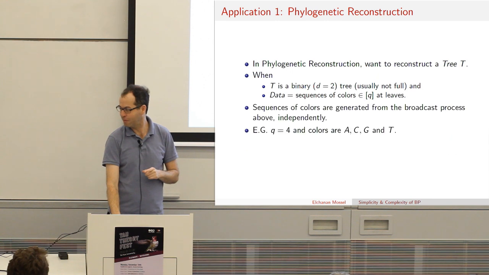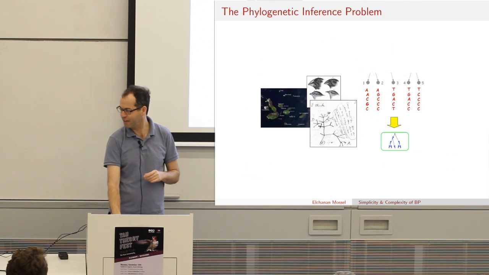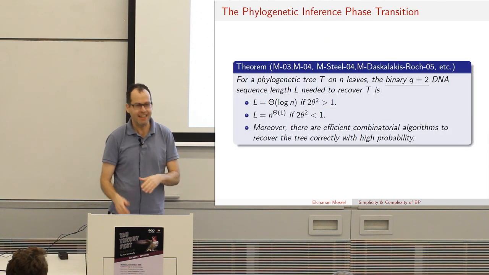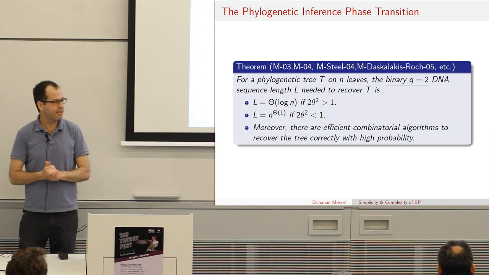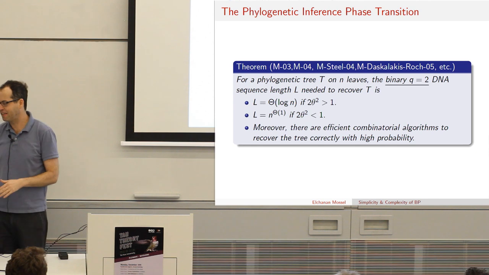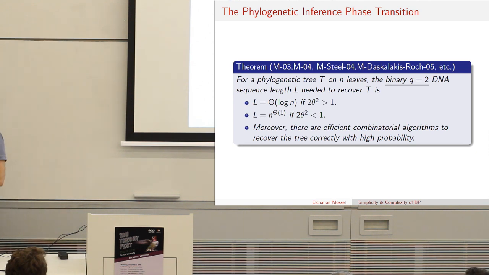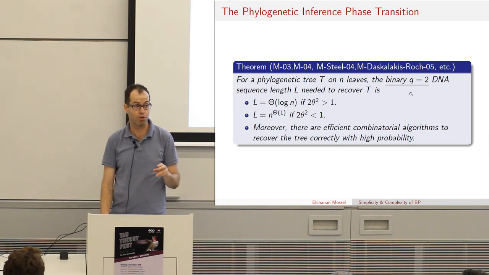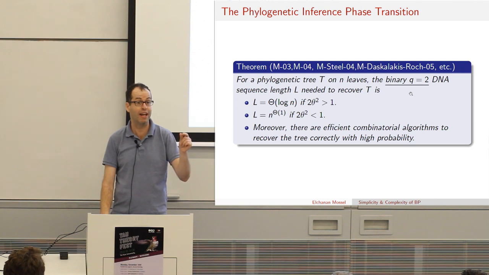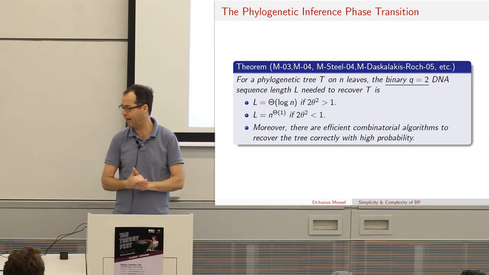Okay, so phylogeny is fascinating. There are beautiful pictures. Here's the theorem. What the theorem says, without going into detail, is that in the case of phylogeny, I'm looking only at the case that Q is equal to 2, which people in biology actually consider. This is sort of a binary DNA. It has only two letters. Usually A and C together would be one letter and G and T together would be the other letter.